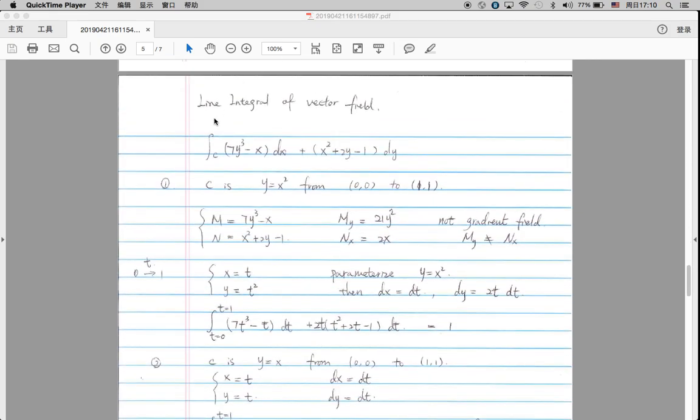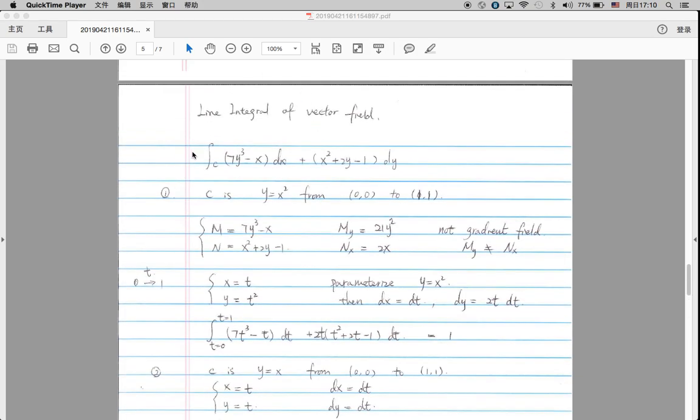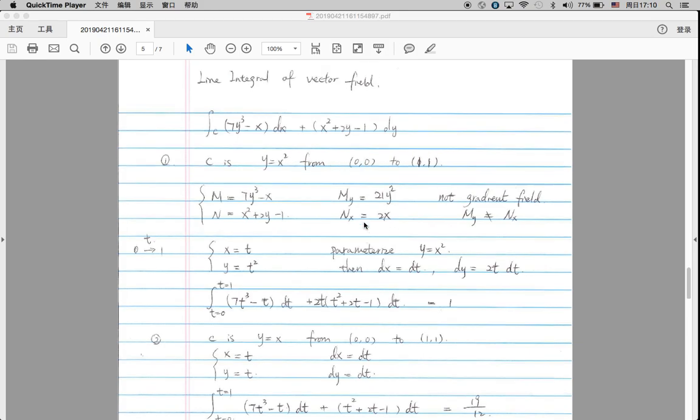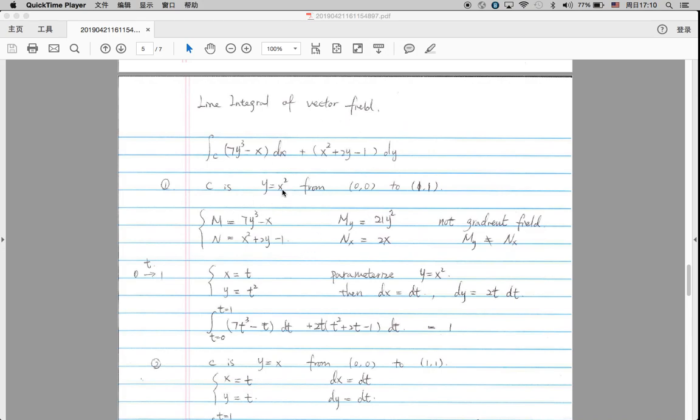And we also have a line integral of the vector field. So basically you will see some question like to evaluate the integral along the curve for this equation here, given that the curve is a parabola from origin to (1, 1). So first of all, let's notice that we need to check whether this is a gradient field or not.